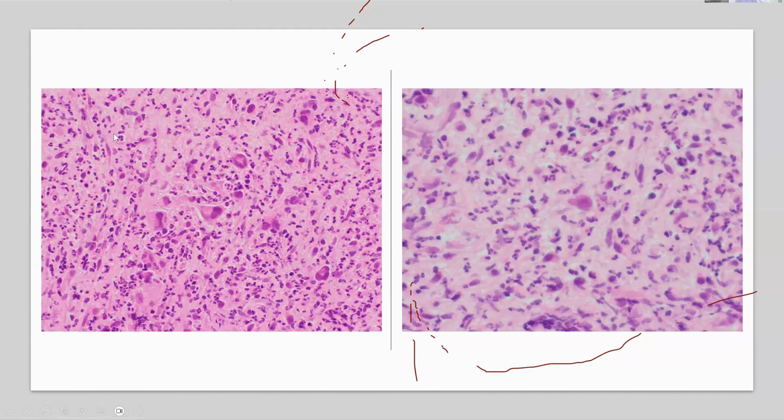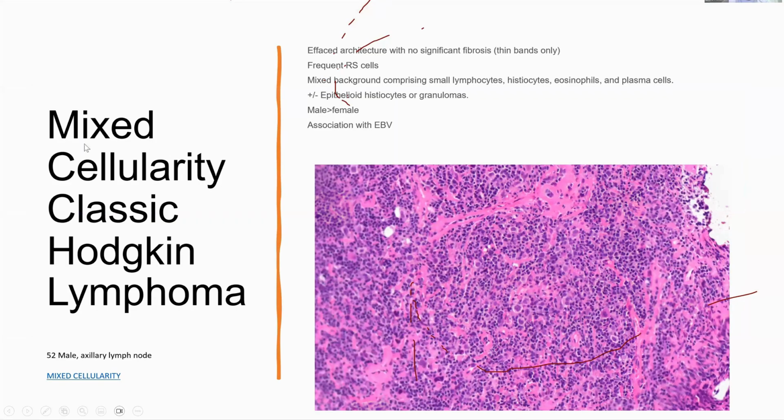We'll move to the other area. It's the mixed cellularity classic Hodgkin lymphoma. What you see is effaced architecture with no significant fibrosis. You allow some thin bands only, but not thick fibrous bands.